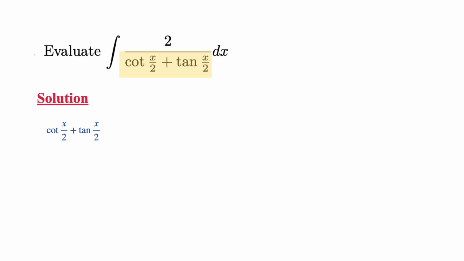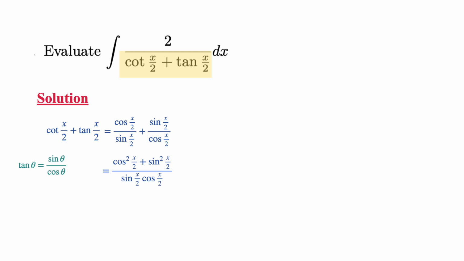Using the basic definition of tangent and cotangent, we can express both of them in terms of cosine and sine. Then we simplify the expression by finding a common denominator. Since sine squared theta plus cosine squared theta is equal to 1, cotangent of x over 2 plus tangent of x over 2 is equal to 1 over sine x over 2 cosine x over 2.